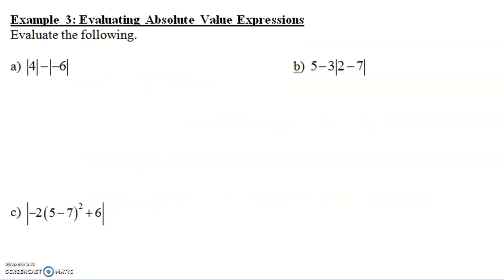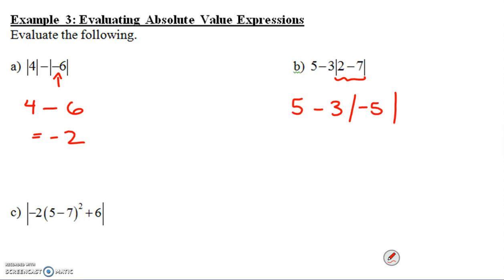Let's look at another example. This is now actually evaluating these expressions. So the only time the sign is affected is when the absolute value has a negative inside of it. So this one would become 4 minus +6, and 4 minus +6 equals -2. We still have to follow BEDMAS here, and so the absolute value signs act as a bracket. So here we're going to do 5 minus 3 multiplied by the absolute value of -5. But the absolute value of -5 is really +5. So really what we have is 5 subtract 15, so -10.